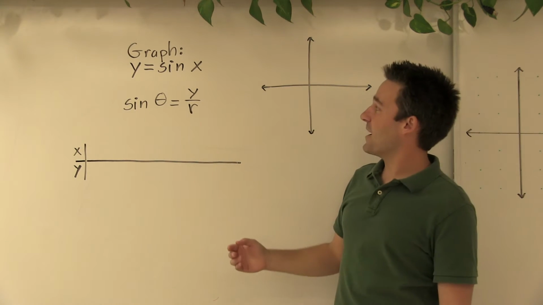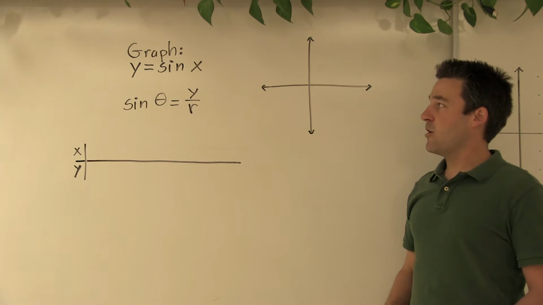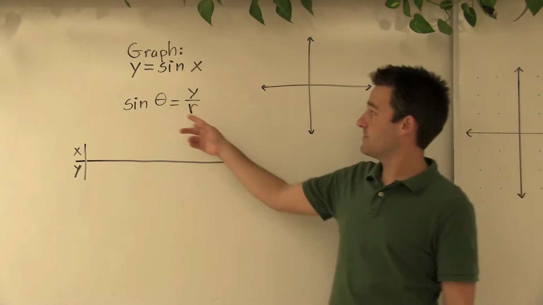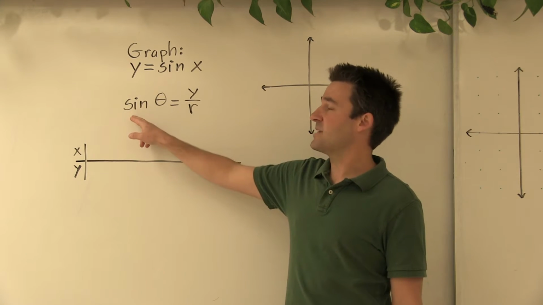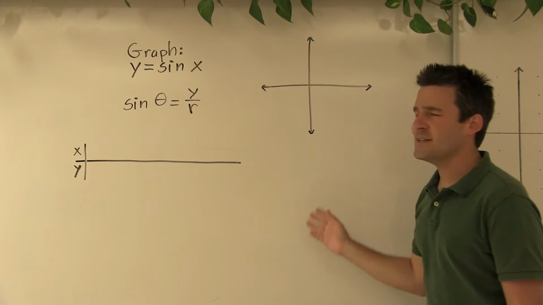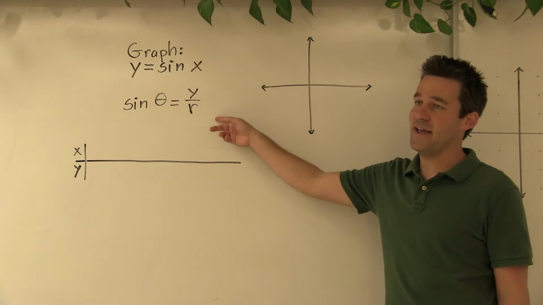Hi, I'm Mathroberg, and today our goal is going to be to graph y equals sine of x. Now, one definition for describing what sine is this definition. Sine of some angle theta equals y over r. So let's graph a few different thetas and see what value we get for y and r.